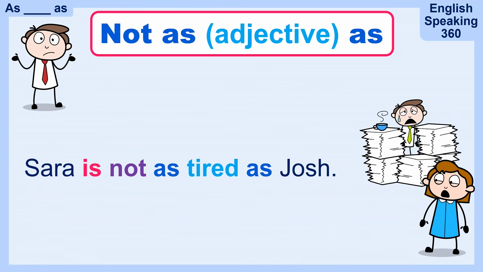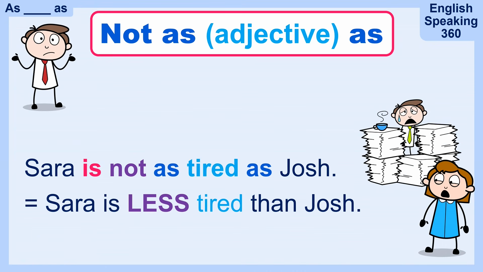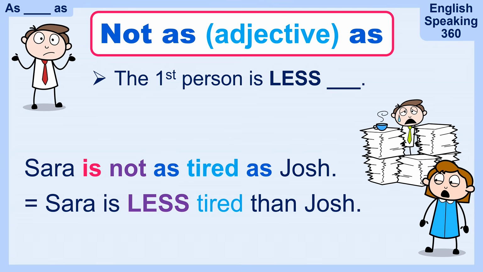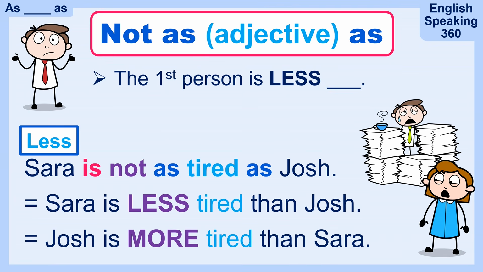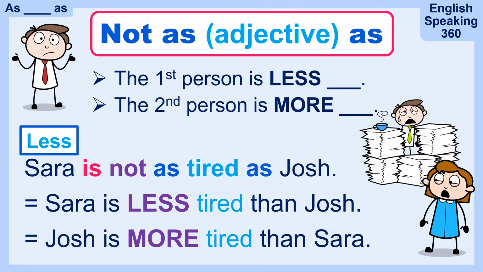What does it mean exactly? It means Sarah is less tired than Josh. Once again, the first person is less. So in this case, Sarah is less tired than Josh. And Josh is more tired than Sarah because the second person is more. That is the key concept here, so try to remember it.